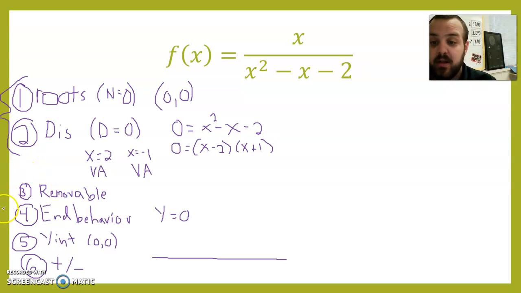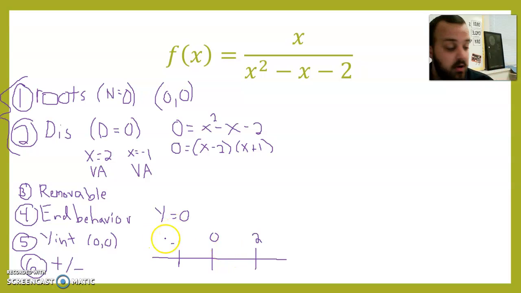So, for example, here I'm going to have -1. I'm going to have 0, and I'm going to have 2. And then what I'm going to do is test a point that falls in between each of these lines, okay? What do I mean by that? I'm going to pick a number that falls in between all of my roots and my discontinuities.